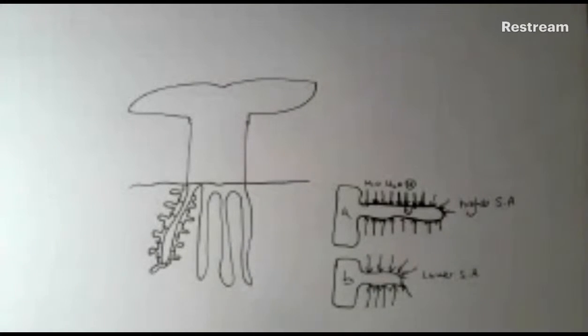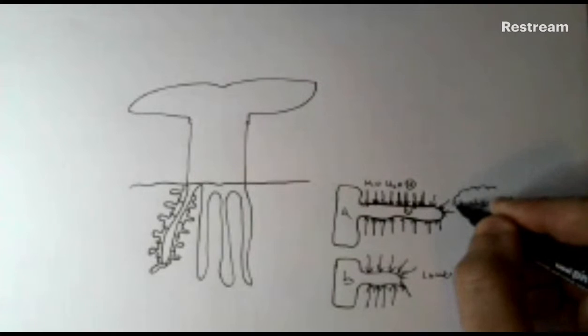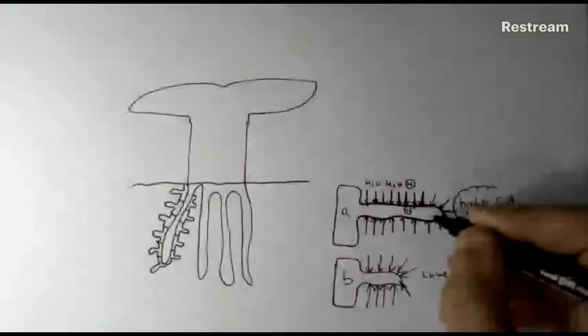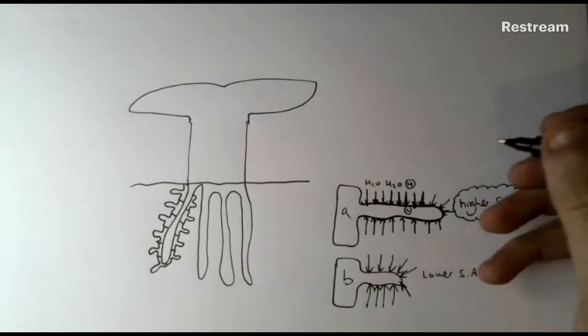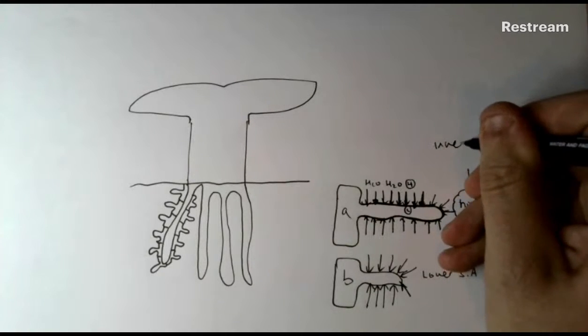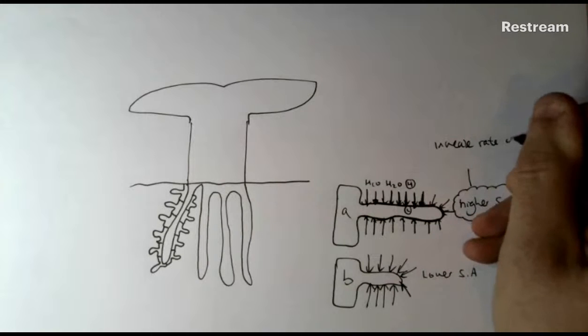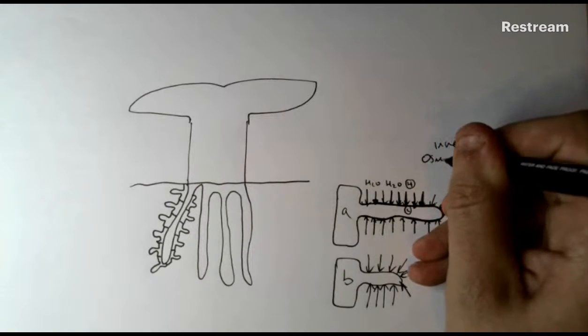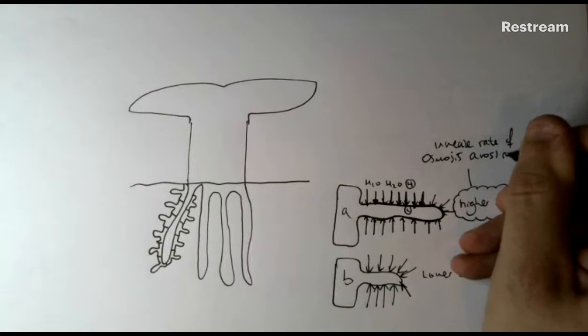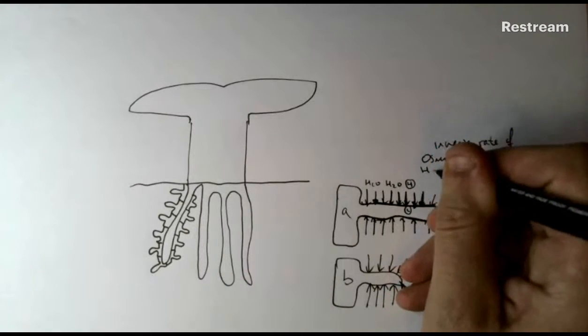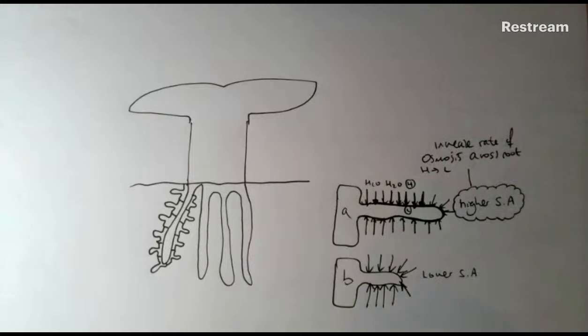So the adaptation of the roots is that the root hair cells give the roots a higher surface area, which increases the rate of osmosis across the root. Okay, and that's from a high to low concentration, through a partially permeable membrane.